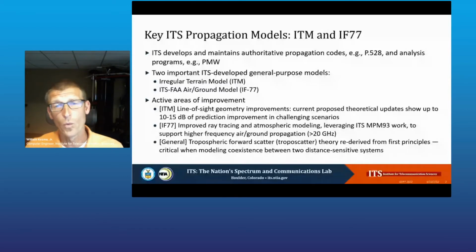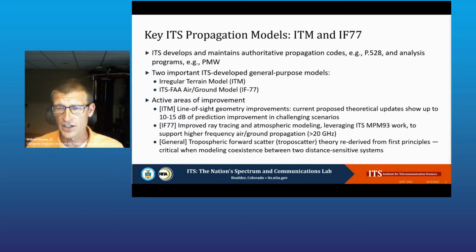So one of the areas within ITM, which is a terrestrial model, it does both point-to-point analysis and an area mode analysis where you don't necessarily know exactly where it is. It's more applicable for maybe a Monte Carlo distribution or something like that. We're aware that within a line of sight link there are some weaknesses in parts of the model depending on where it's applied.